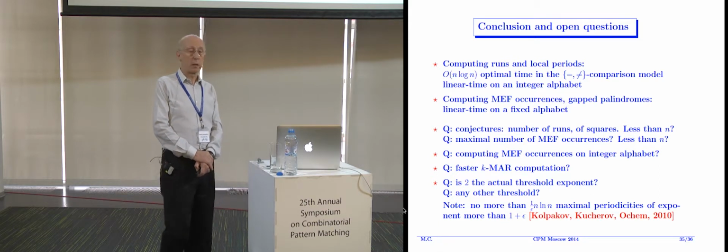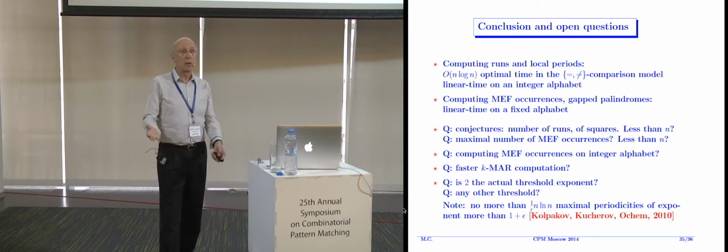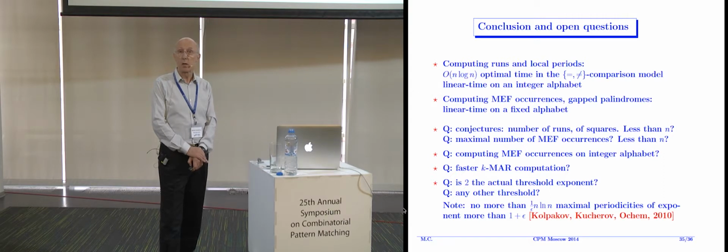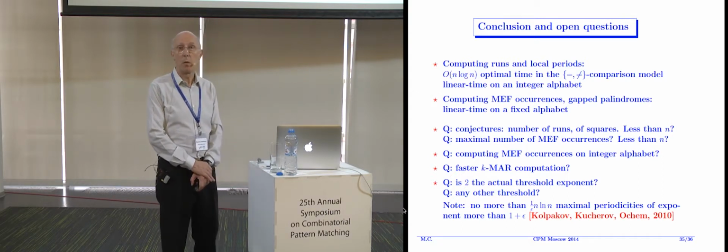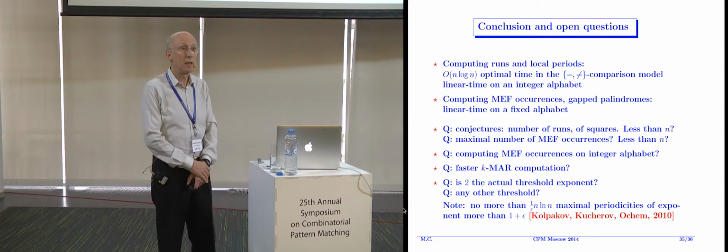Among the questions that we still have, the conjecture on the number of runs is not solved. On the number of squares, same. Are they less than n? Still open.